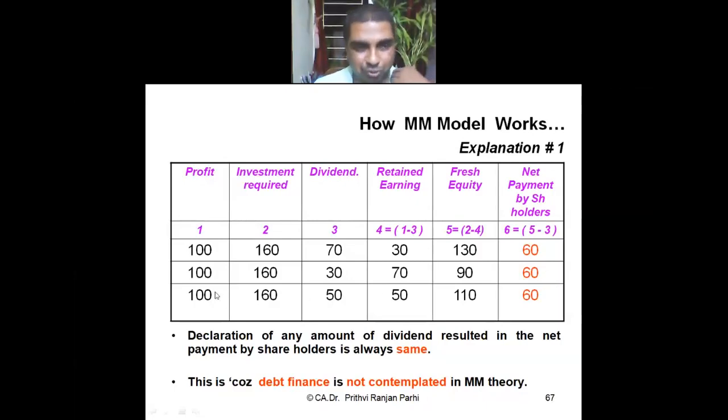Now we'll see the third situation. Again, profit is 100. Again, investment required is 160. Let us assume we are paying dividend 50. So how much is the retained earning?